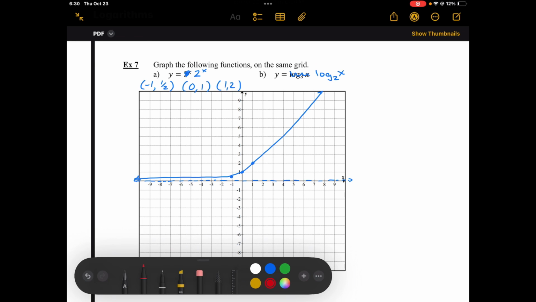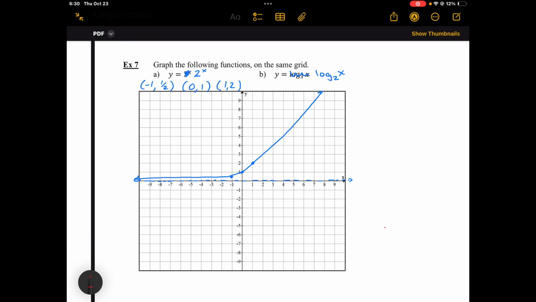My logarithmic graph is the inverse, and so all I need to do to graph those is to switch the order of my 3 key points and then plot those on my grid. So I've got (1, 0), (1/2, -1), (2, 1), and my asymptote also switches. Now it is a vertical asymptote at x equals 0. And then I'm going to connect these points here.